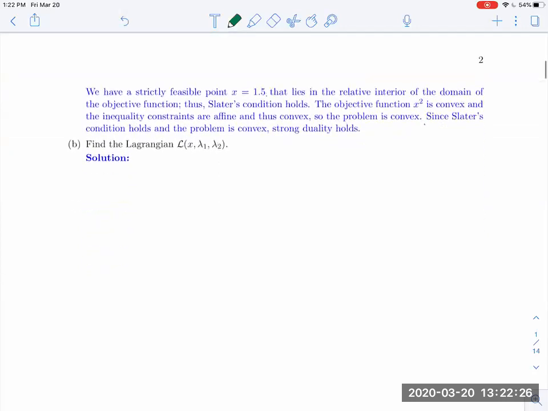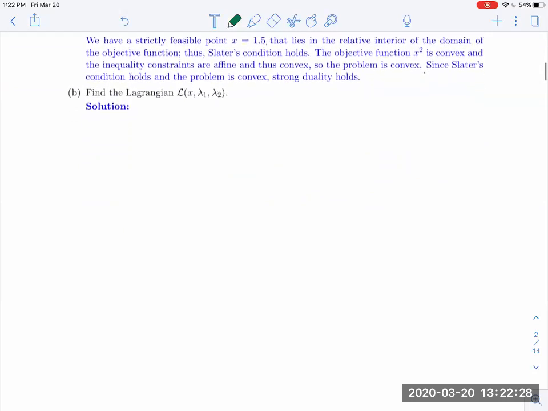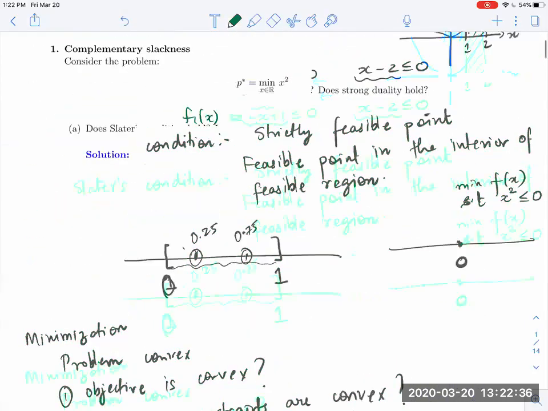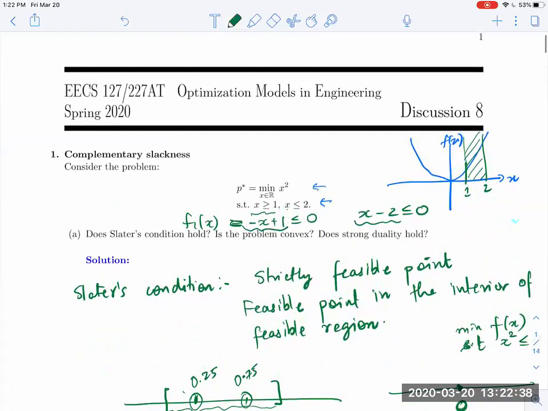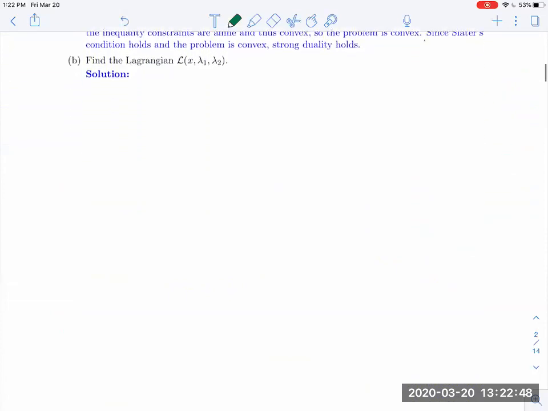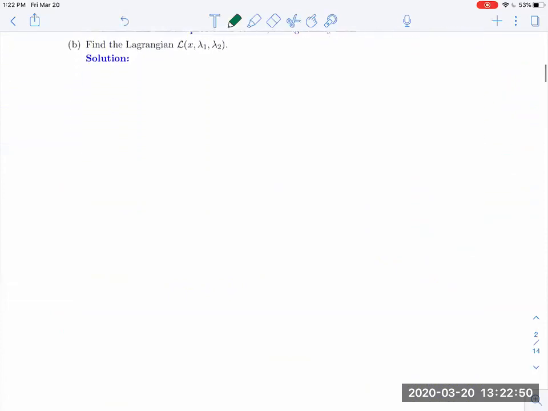Okay, great. So let's go to part B. You want to write the Lagrangian L of x, lambda 1, lambda 2. For this, I'm going to scroll back to this objective function. Again, feel free to discuss and write the Lagrangian. This should be something you have seen several times before, so hopefully you're all comfortable with doing this. L of x, lambda 1, lambda 2.